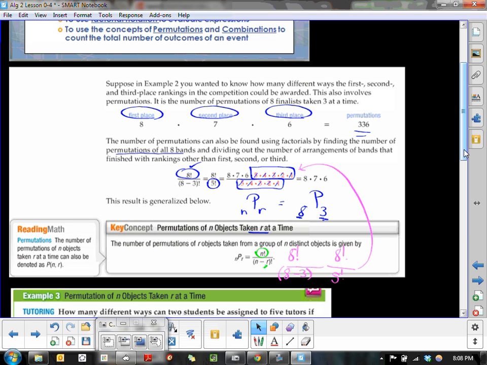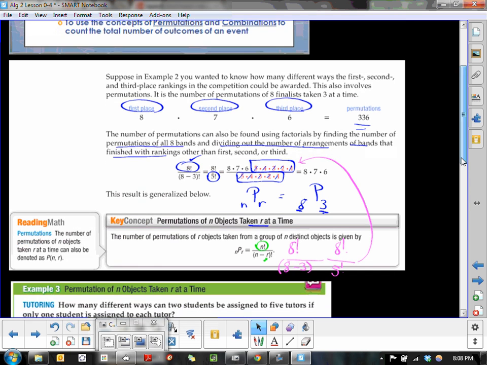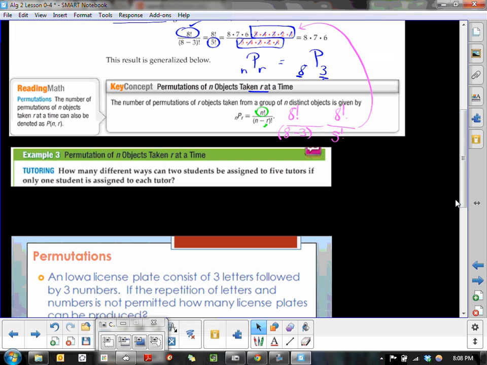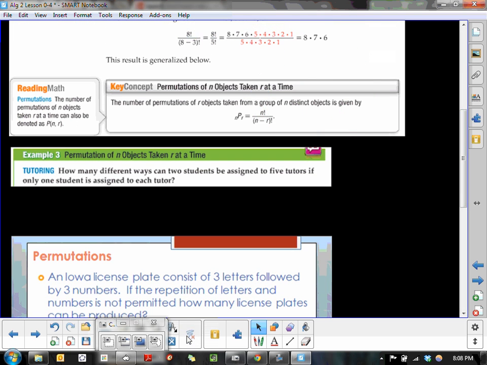So basically, the important part here is that you're going to divide out the number of arrangements of the bands that finish with the rankings other than first, second, third. So we're going to get rid of those that we counted because we're not going to give those away. So let's see if we can apply this to a couple of different scenarios.